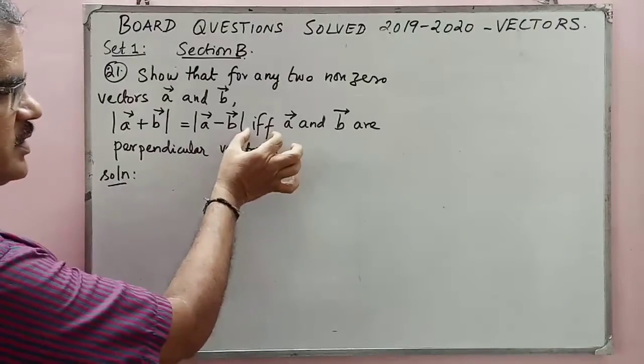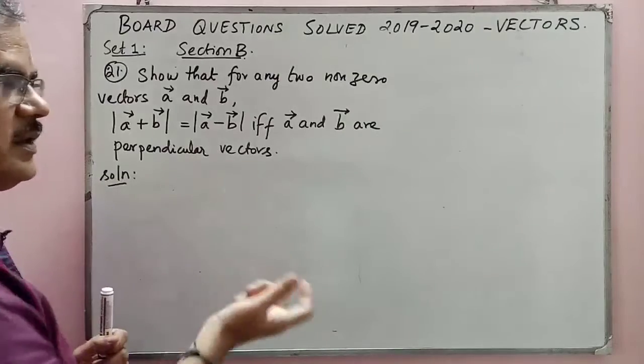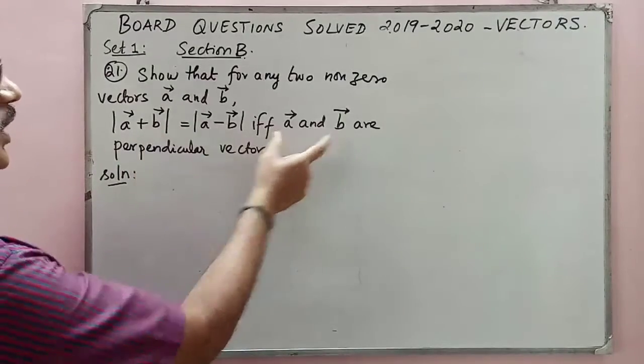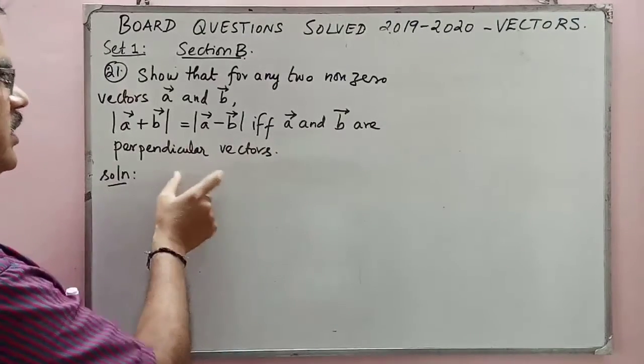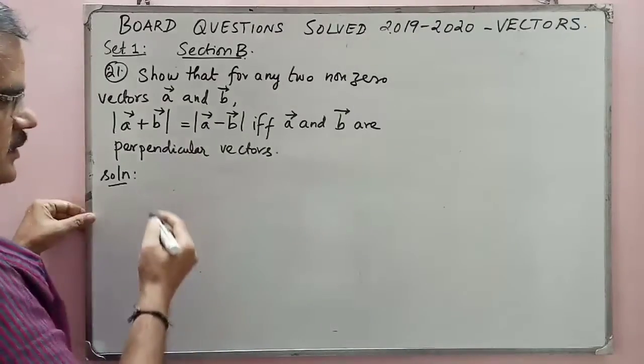For this set of questions you have to look very carefully. We have to do two parts. One is the direct part, the other is the converse part. First you have to take this condition as true, then you have to prove A and B are perpendicular. In the second part, you have to take A and B as perpendicular, then you have to prove this is equal to this one. Okay, let us start.